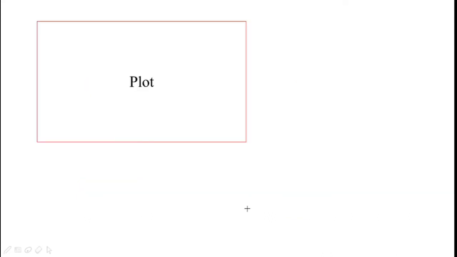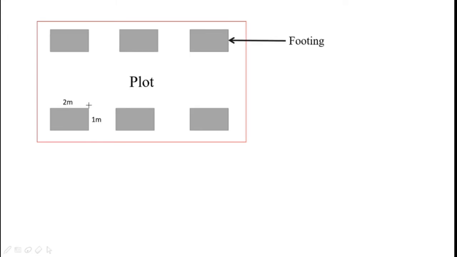In all these four cases, we have to provide a deep foundation. Okay, so let's look at one condition. Let's say the red line that you see is a plot area given to you, and you have to provide a foundation over here. You have done your calculation and reached a conclusion that you need a footing of size 2 meter by 1 meter. Remember, you are looking from the top view and this is the plan of the footing. So these are the 6 different footings that you need to create a building.